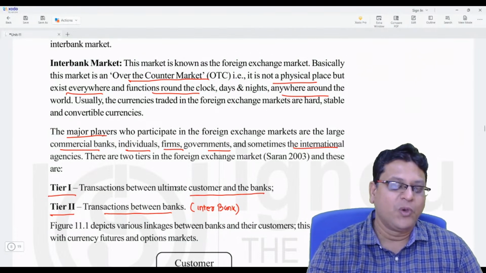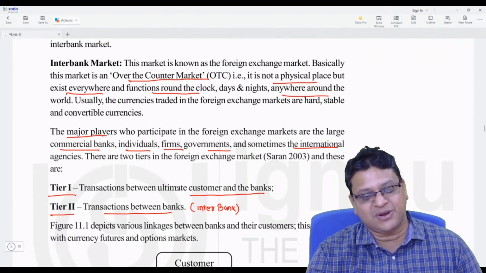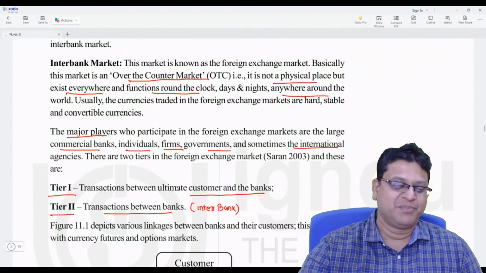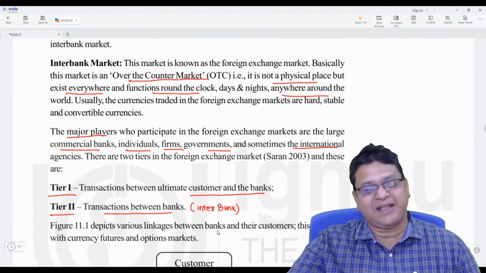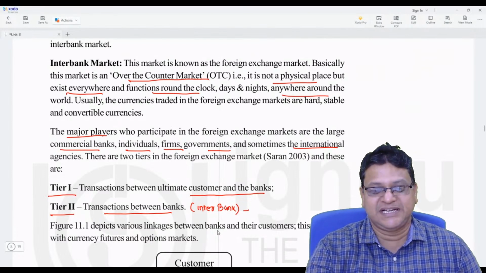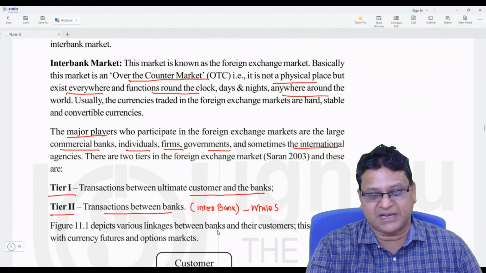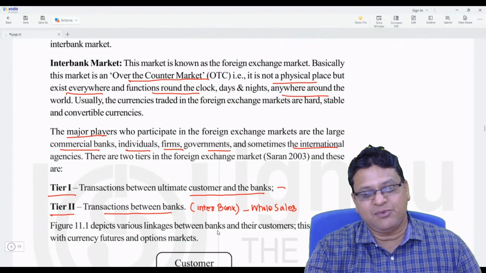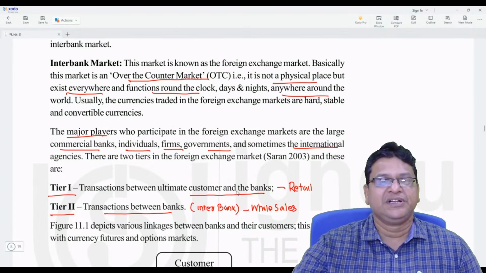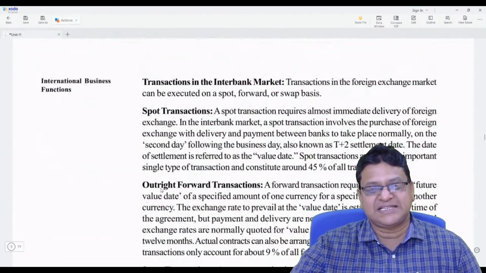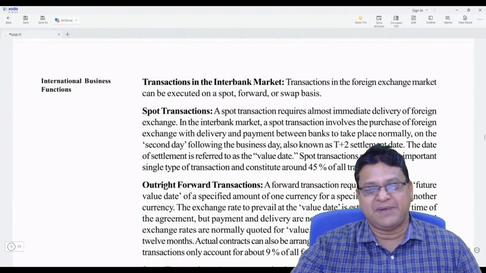So if you go and buy US dollar, you will approach the tier 1 market. But tier 2 market is interbank market. It's the wholesale market where banks trade between themselves. And tier 1 market is the retail market for foreign currency. So interbank market over.